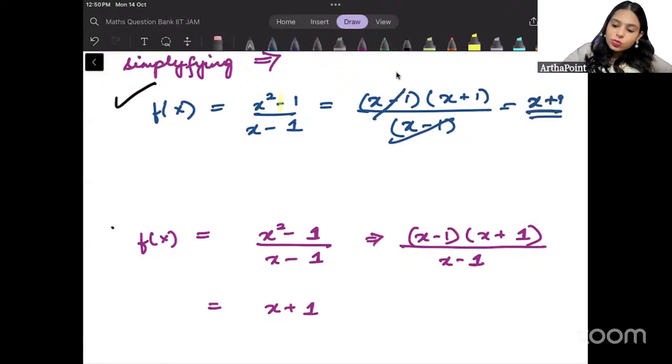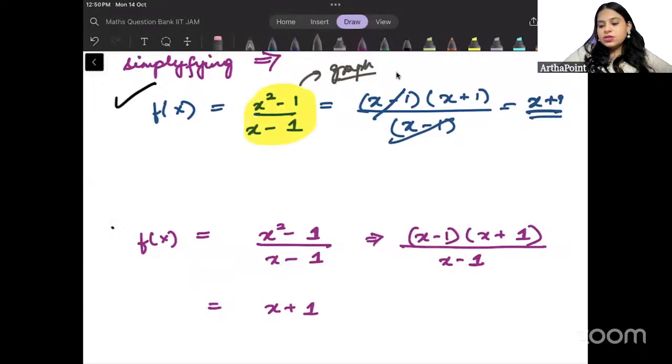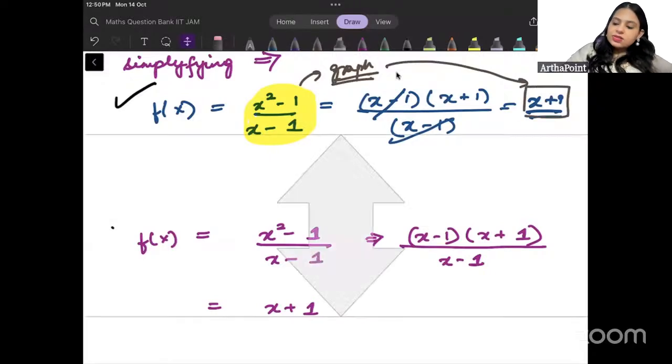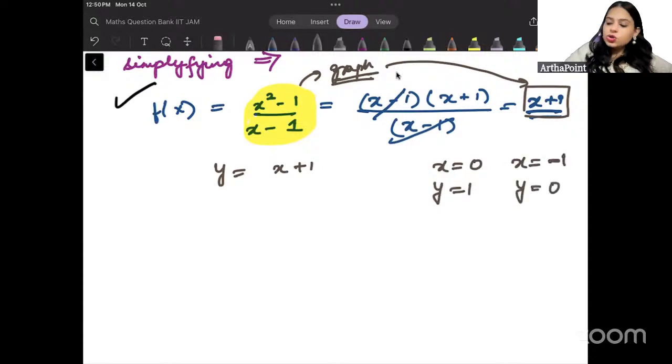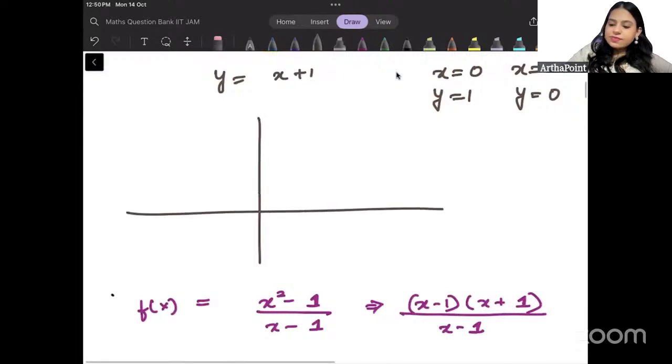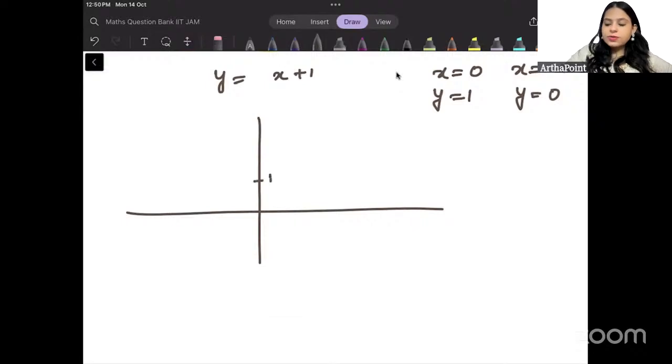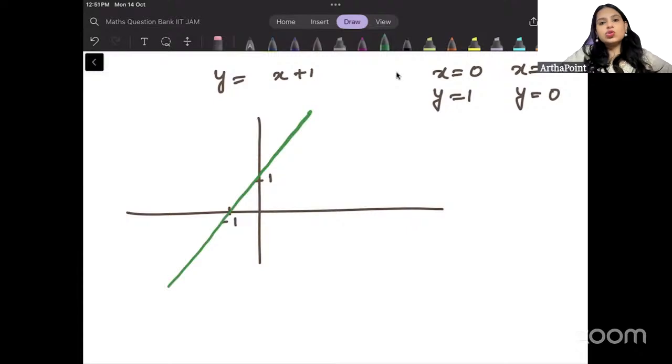So if you try to graph this function, the graph will seem very similar to x plus 1. So what is the graph of x plus 1? y is equal to x plus 1. When x is 0, y is 1. And when y is 0, x will be minus 1. So I will get something like this. When x is 0, y is 1. And when x is minus 1, y is 0. And I can join like this. And this is going to be my line.